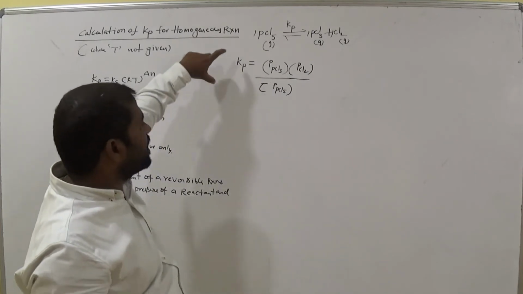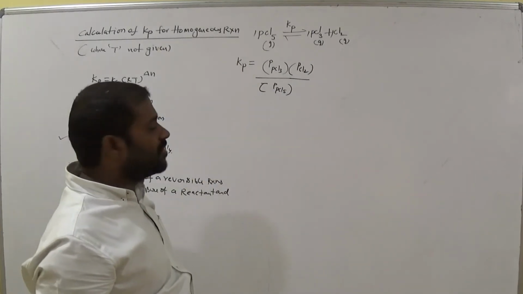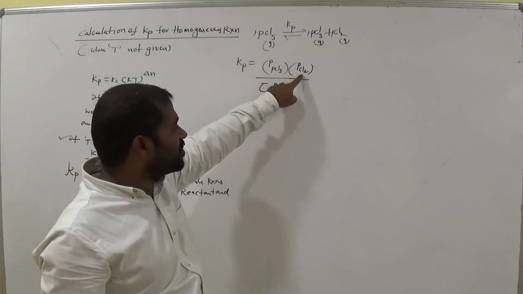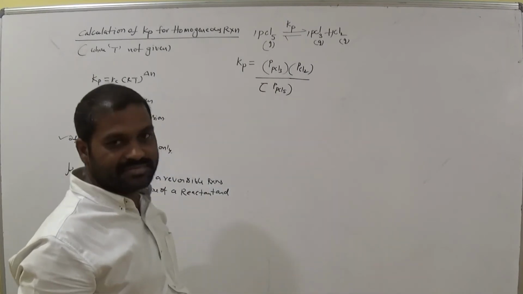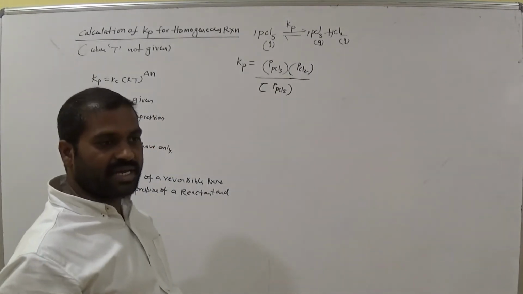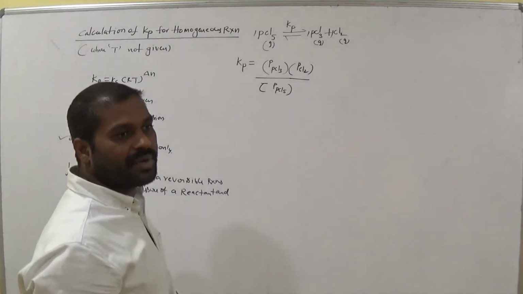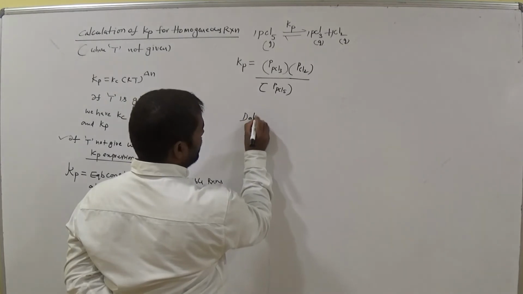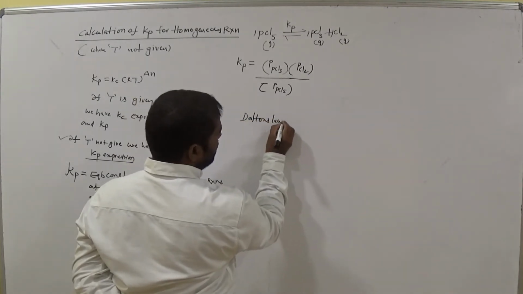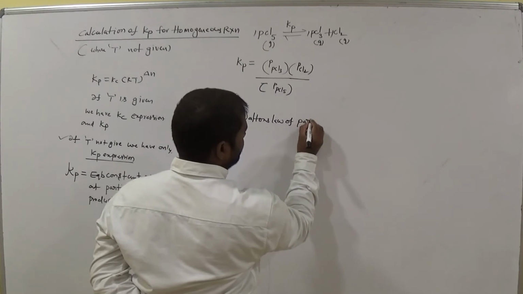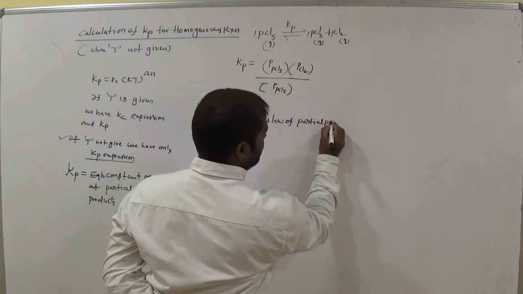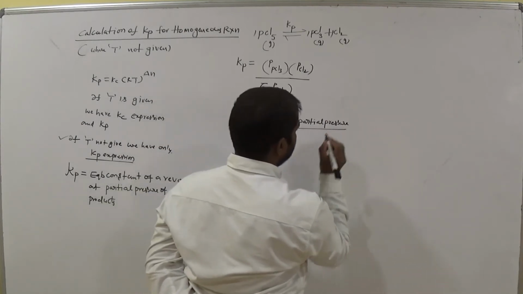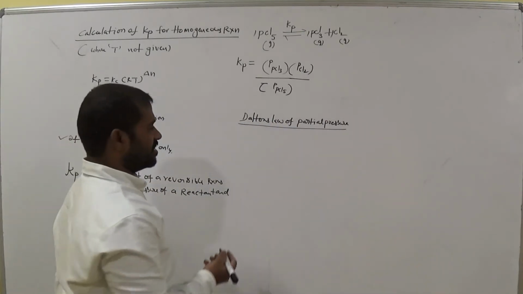So if we need to calculate Kp, here we need the partial pressure of chlorine and the partial pressure of PCl5. In this particular case we follow Dalton's law of partial pressure. Which law do we follow in this case? Dalton's law of partial pressure.